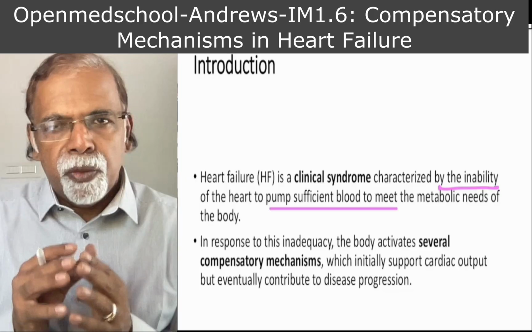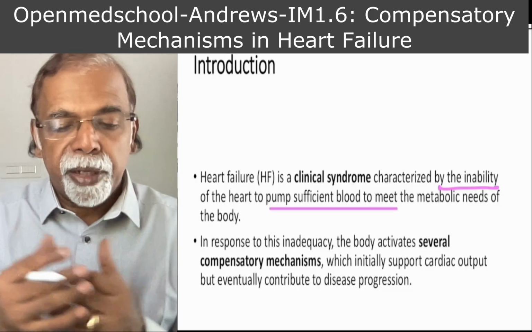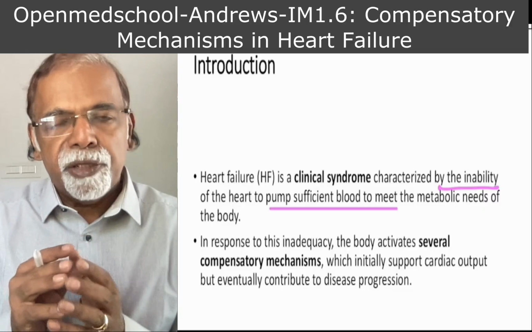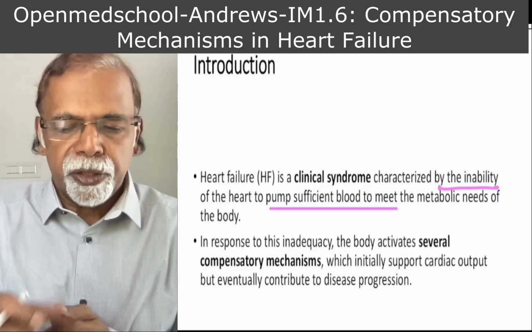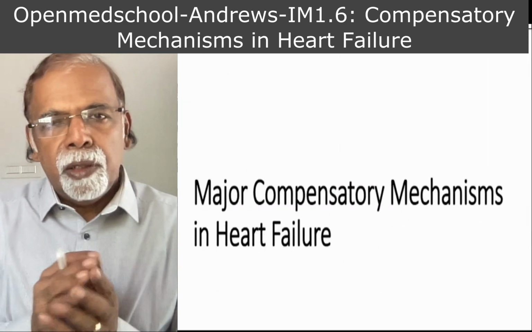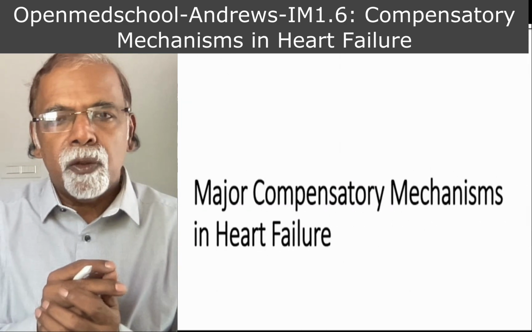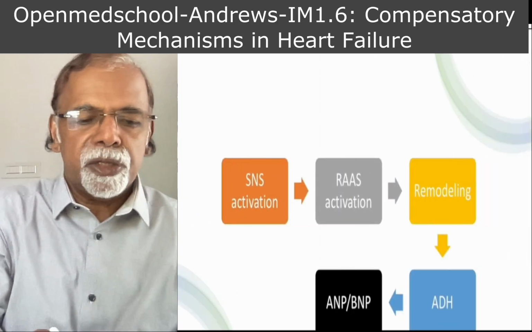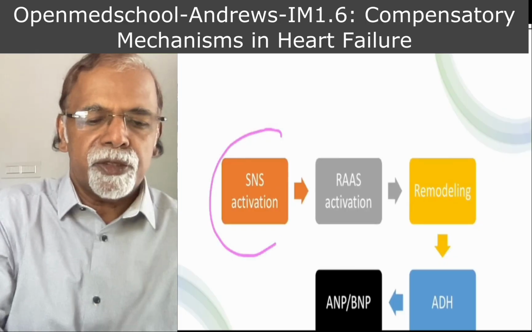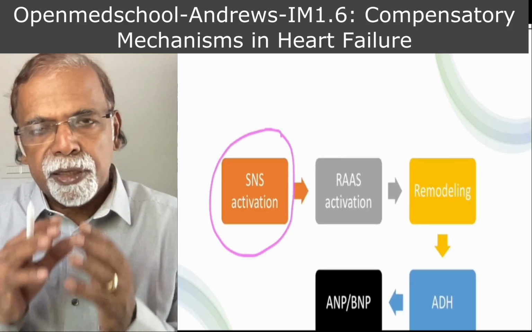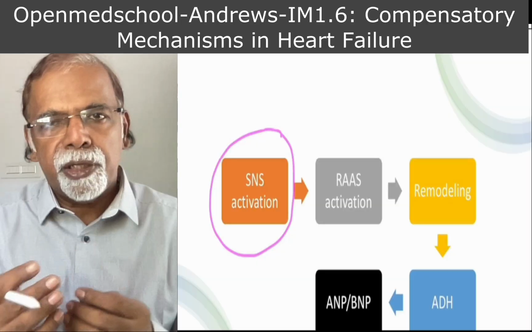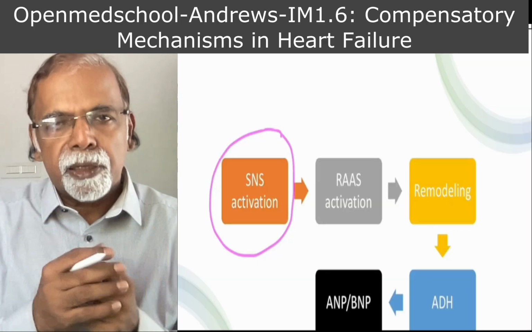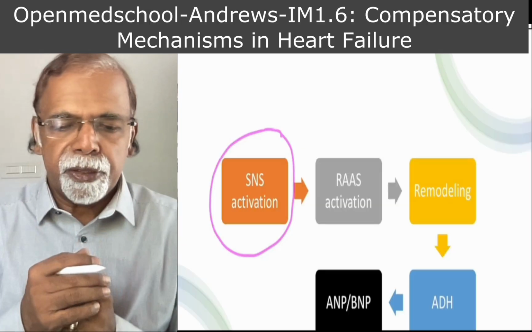When the heart fails, the body activates several compensatory mechanisms which initially support the heart and the cardiac output but eventually contribute to disease progression. So let us see what are the major compensatory mechanisms. The first and foremost is the activation of the sympathetic nervous system. When the heart fails, the SNS gets activated. That is why you get tachycardia. It increases the contractility, it increases the blood pressure.